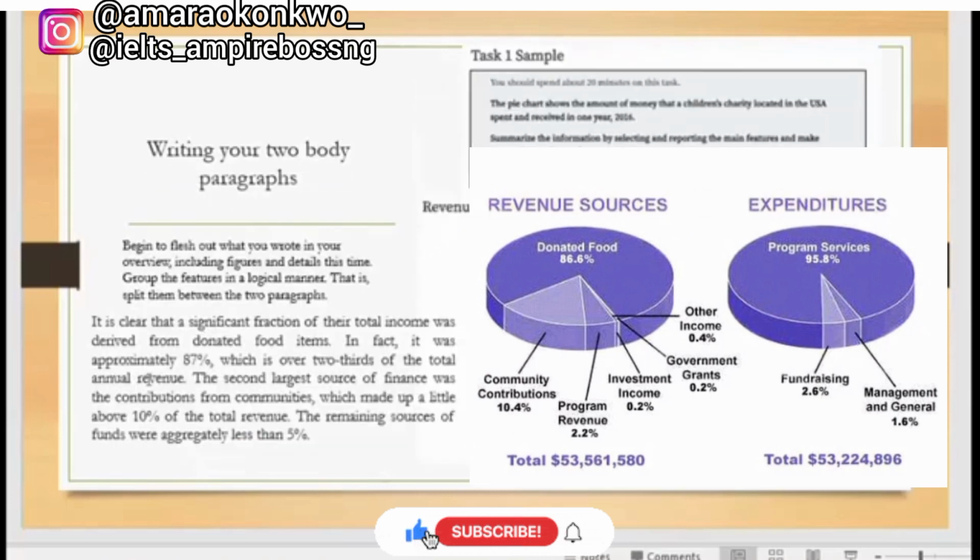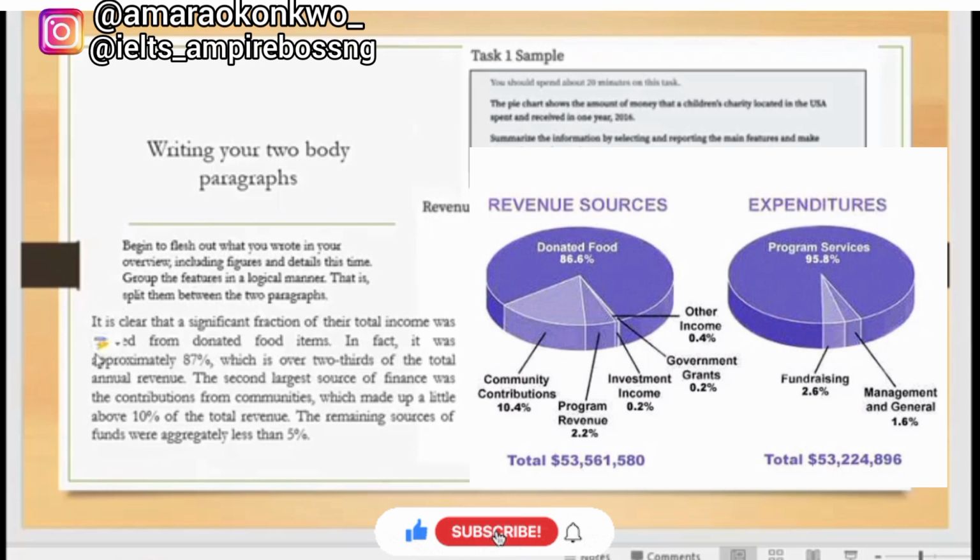And you see that I did just that here. Now, I decided to talk about the revenue sources here. Okay, let's just read out the explanation for how your body paragraph should be. Begin to flesh out what you wrote in your overview, as I said earlier, including figures and details this time. Group the features in a logical manner, that is, split them between the two paragraphs.